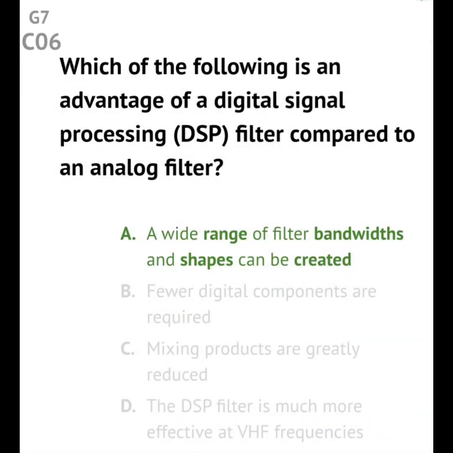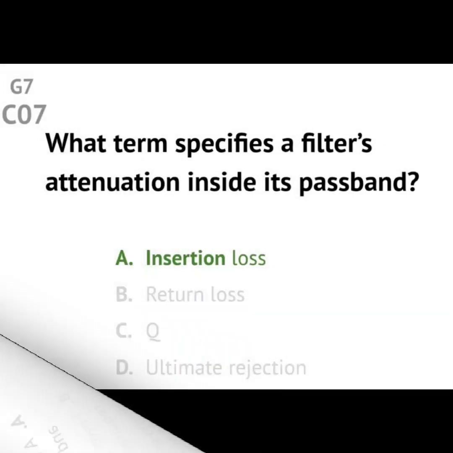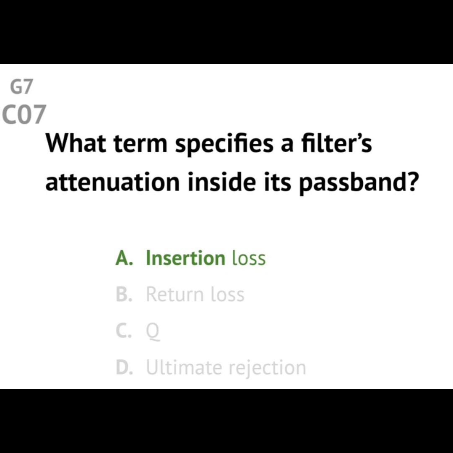Question G7C06. Which of the following is an advantage of a digital signal processing DSP filter compared to an analog filter? Answer: a wide range of filter bandwidths and shapes can be created. Question G7C07. What term specifies a filter's attenuation inside its passband? Answer: insertion loss.